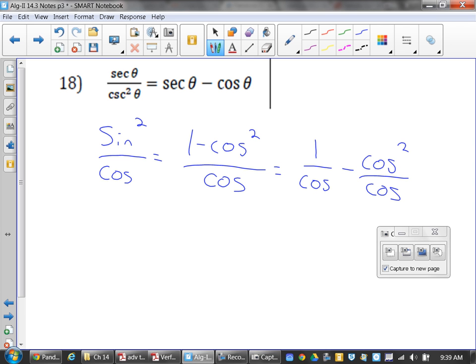Wait, how did you do this first step? Secant is 1 over cosine. Yeah. 1 over cosecant squared is sine squared. All it is is a reciprocal property there.